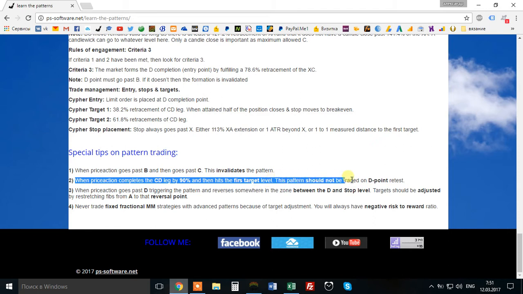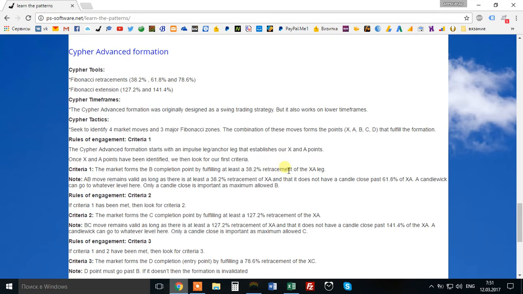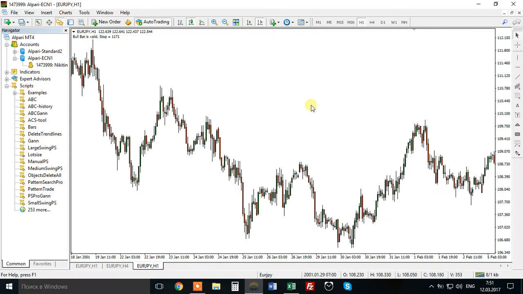So we also have rules about the CD leg completion of 90%. We also have a rule about the target adjustment. We also have rules of money management with advanced pattern trading. So these are things that will turn your trading from negative to positive if you follow them consistently. Consistency is the key. You need to do something again and again and again.